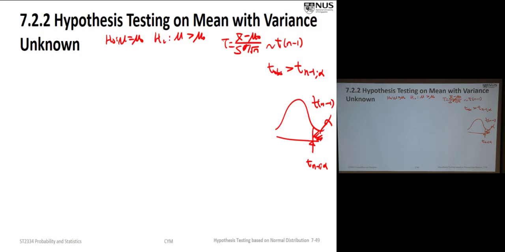So, just to repeat what I discussed in the previous case when sigma is known: whenever this one is bigger than this, I reject the null hypothesis. If the observed value is less than this number, I do not reject the null and favor this one. I will not reject it and favor this.